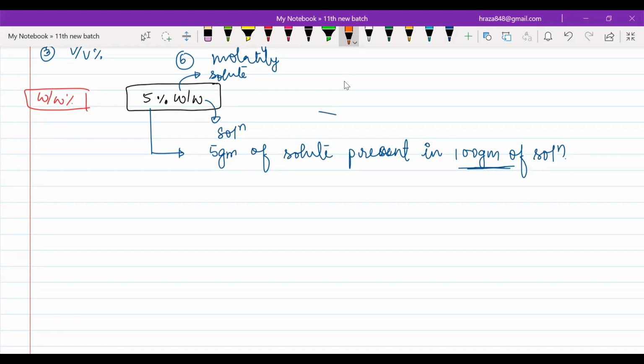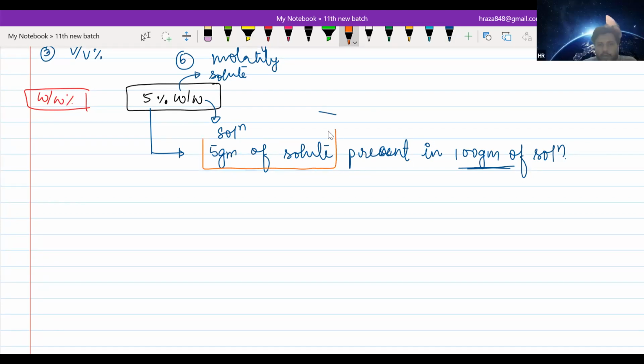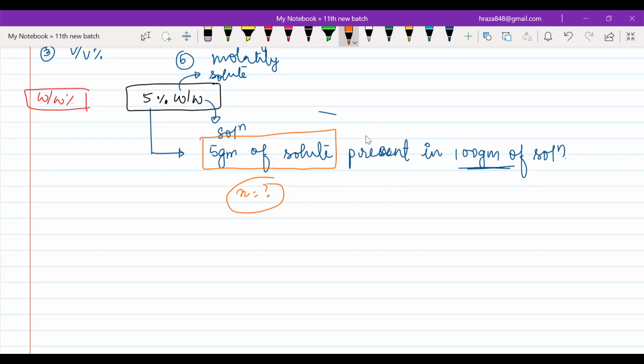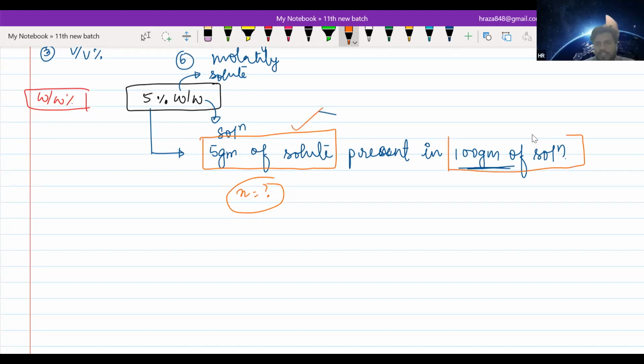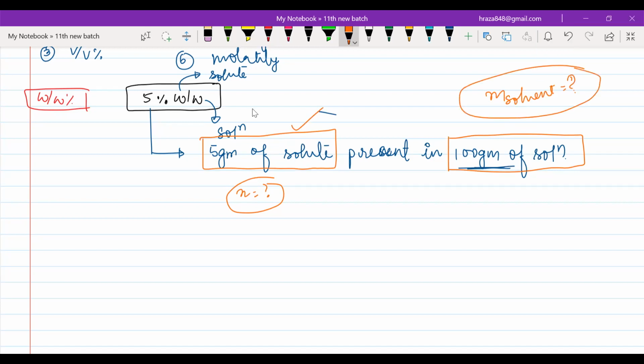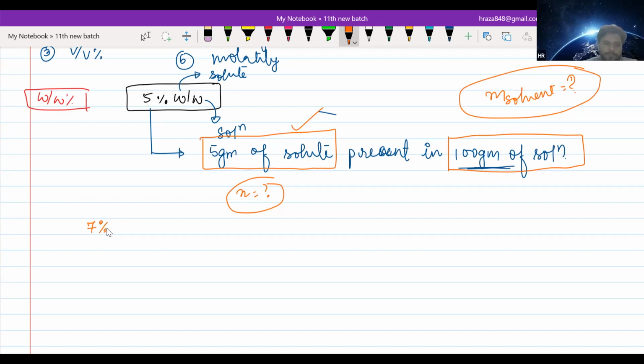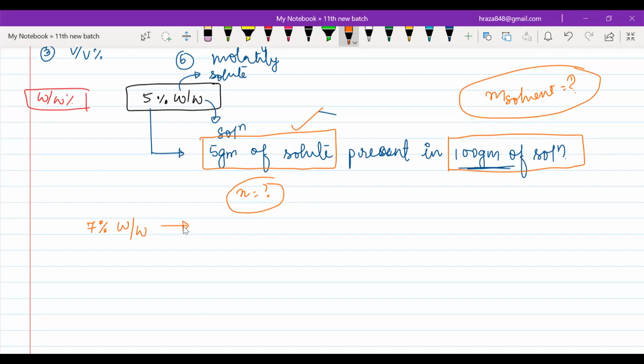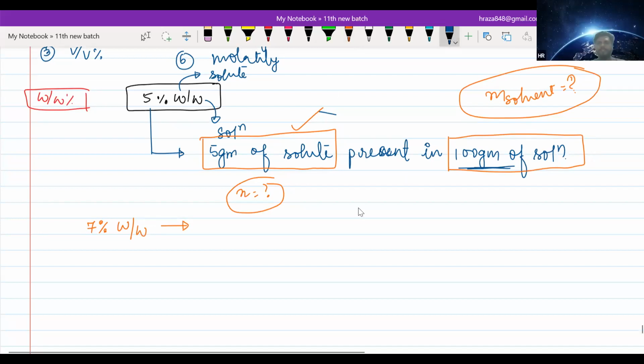Or no? Yes, sir. Now see, this is mass of solute. If the name of the solute is given, we can easily calculate the number of moles. Yes or no? Yes, sir. And if mass of solute and mass of solution are given, you can also calculate the mass of solvent. Yes or no? Yes, sir. So if I ask you, if there is something like 7% weight by weight, what can you obtain from this? Please write a sentence about it the way I did, and then tell me the mass of solvent also.